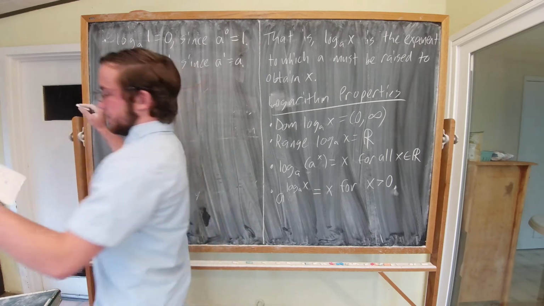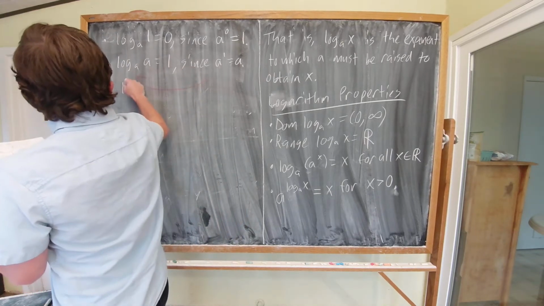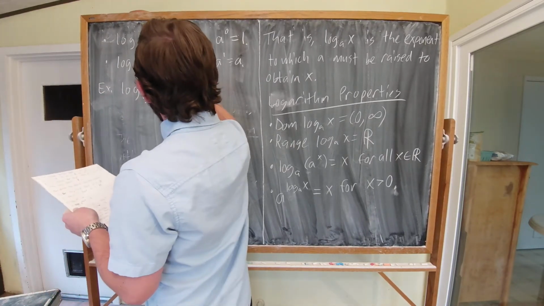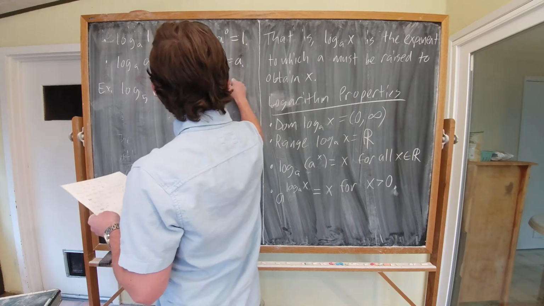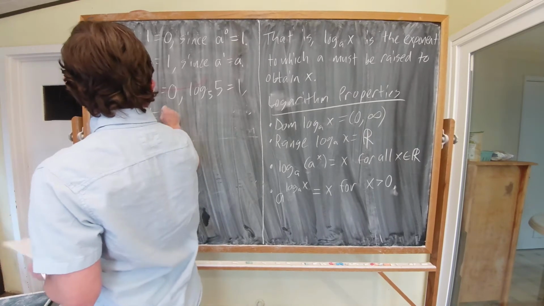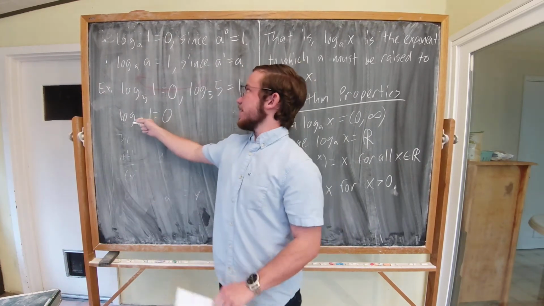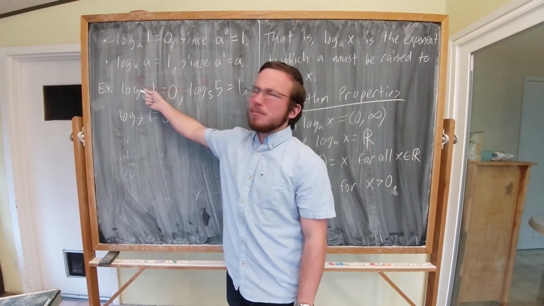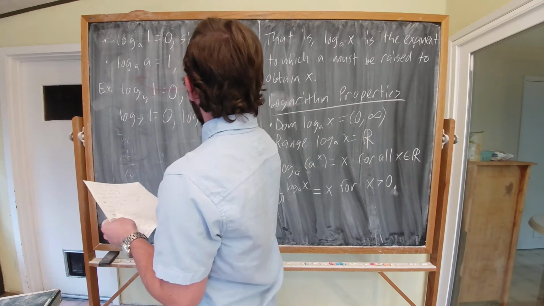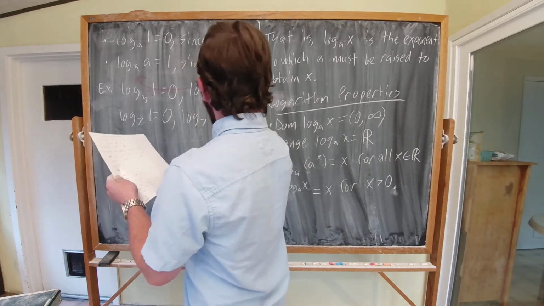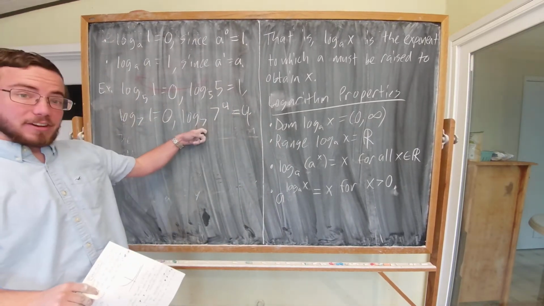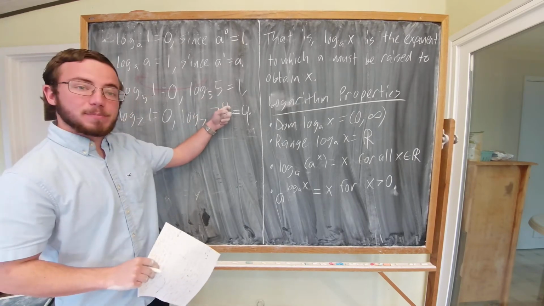Okay, let's do some examples. Log base 5 of 1 is 0. Log base 5 of 5 would be 1. Log base 7 of 1 would also be 0, right? Because again, even though the base is different, we're taking the logarithm of 1, so it's 0. Log base 7 of 7 to the 4th power would be 4. That follows from this property right here. Log base 7 of 7 to the 4th is going to give us back that exponent, 4.